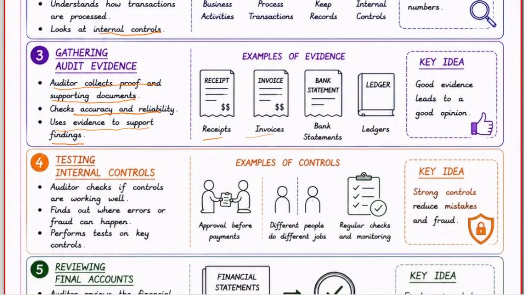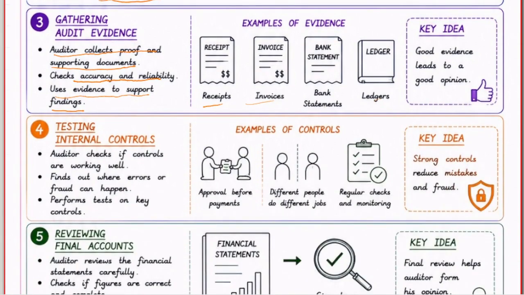So the phase 4 is testing internal controls. Okay, auditor checks if controls are working well, finding out where errors and frauds can happen, perform tests on each controls. So this is like stage 3 and stage 4. Internal controls, checking approval before payment. Examples of control: approval before payment, different people do different jobs, regular checks and monitoring. All of these are done to reduce mistake and what? And fraud.